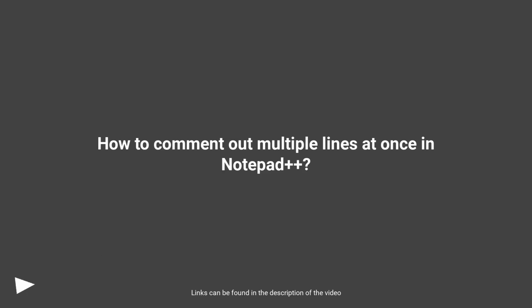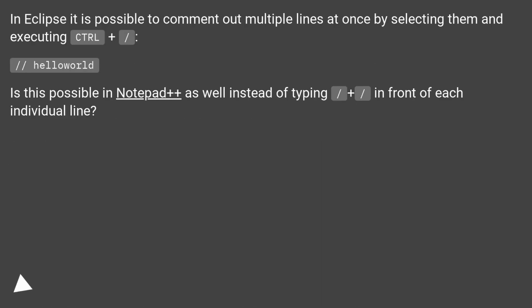How to comment out multiple lines at once in Notepad++. In Eclipse, it is possible to comment out multiple lines at once by selecting them and executing Ctrl+/. Is this possible in Notepad++ as well, instead of typing // in front of each individual line?